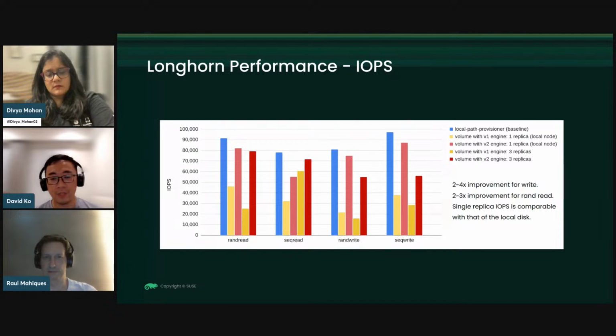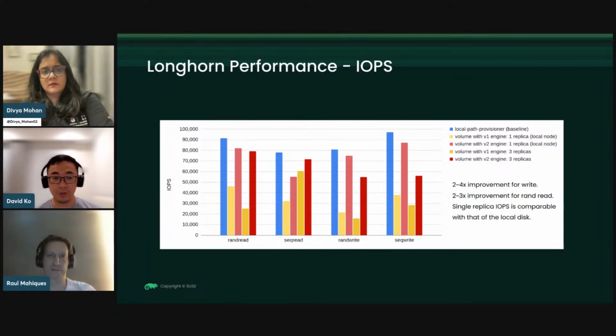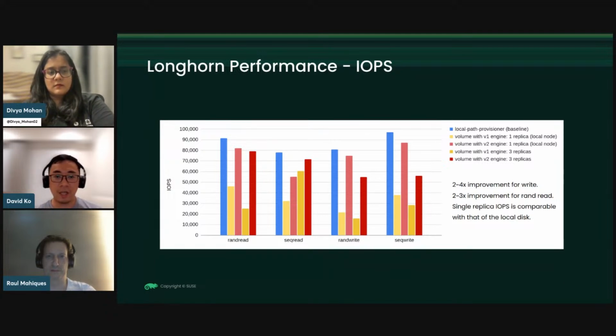Let's look into the IOPS. The blue bar is for the local path provisioner, so you can think of this performance metric as a baseline. The orange one is for the V1 data engine. The red one is for the V2 data engine. We use a small data block to understand what IOPS capability we can achieve.